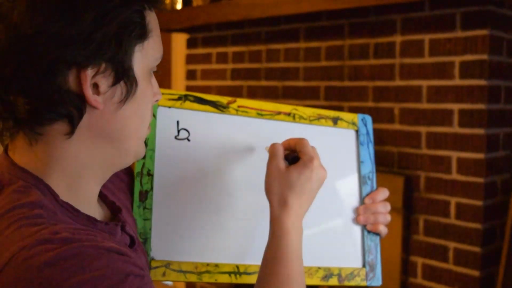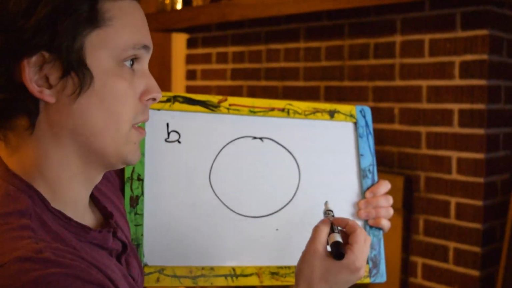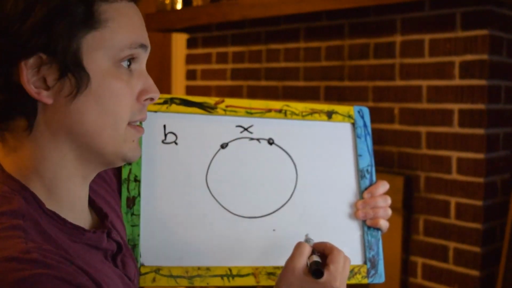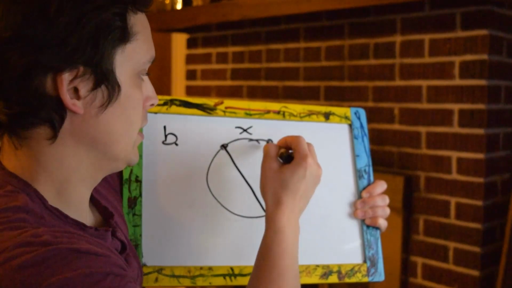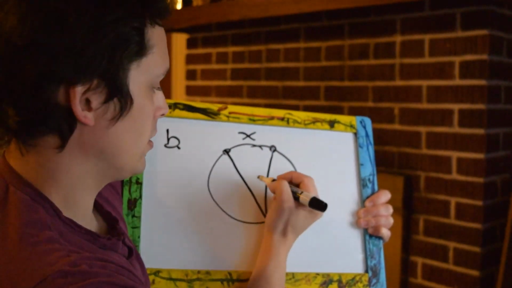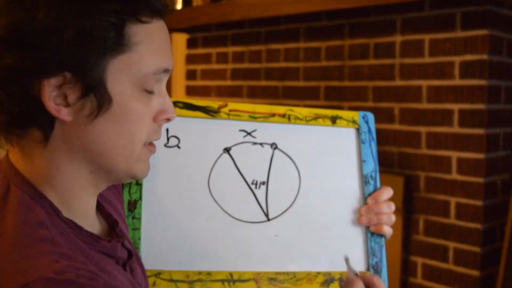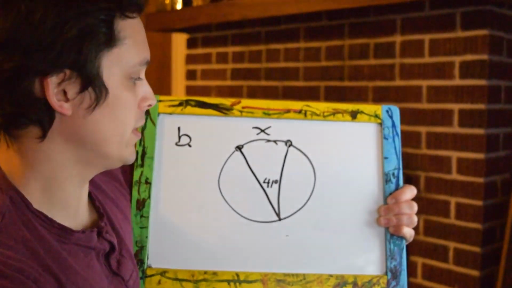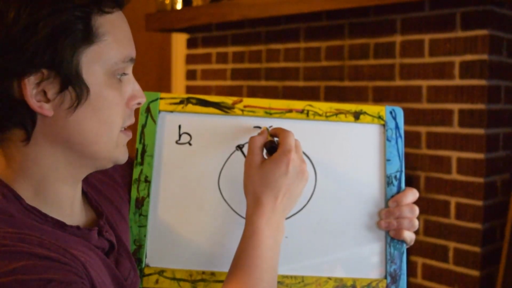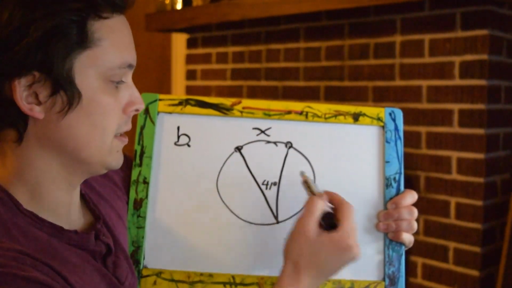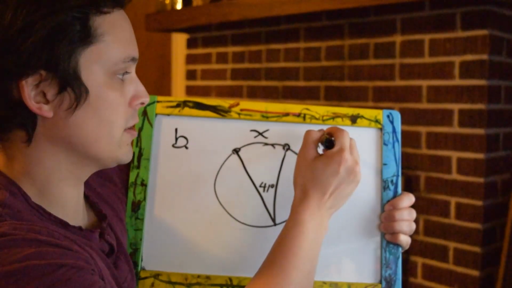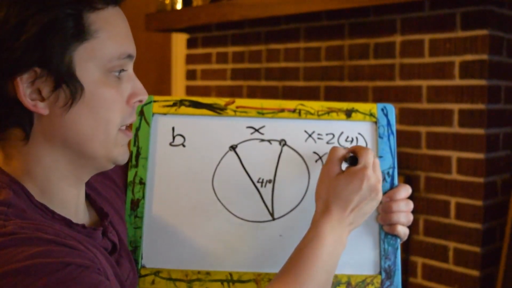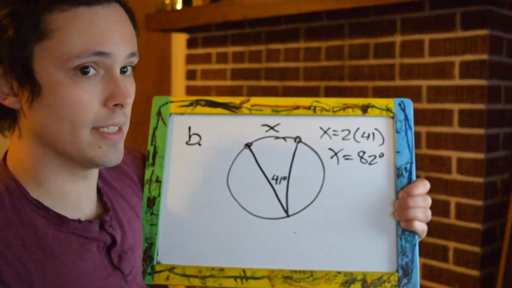In problem B, we have a circle. We have 2 points with an arc measure of x, and they're connected to an inscribed angle, and that inscribed angle is 41 degrees. And this is just using the inscribed angle theorem in reverse, which would mean that x is going to be double the inscribed angle. So in this case, x would equal 2 times 41, so x would be 82 degrees.